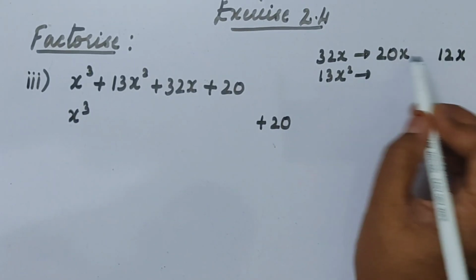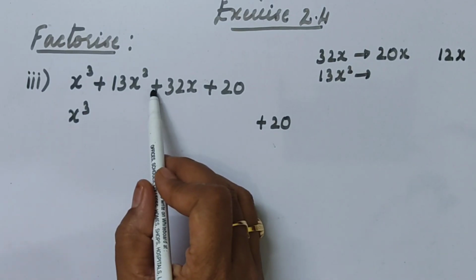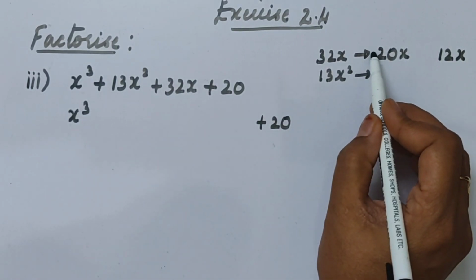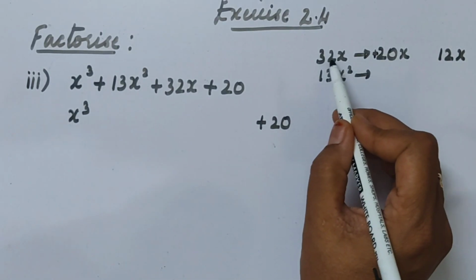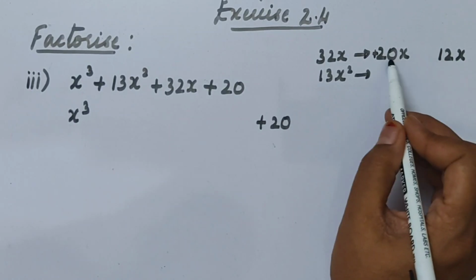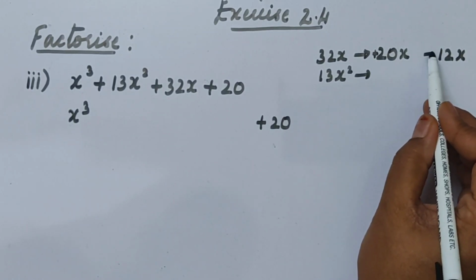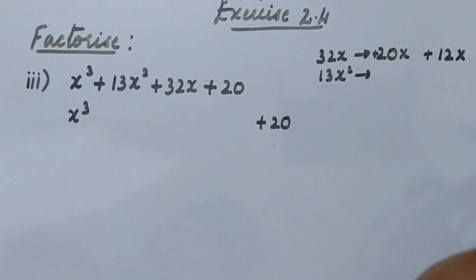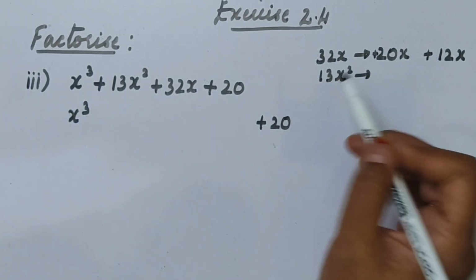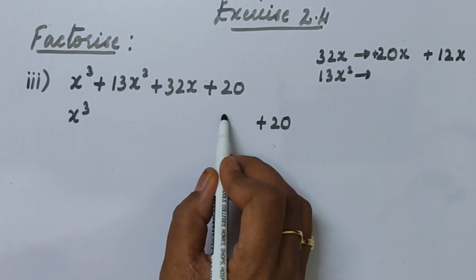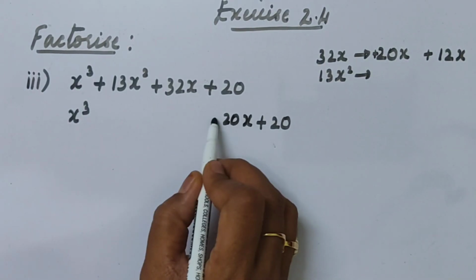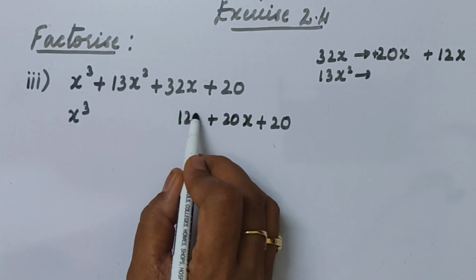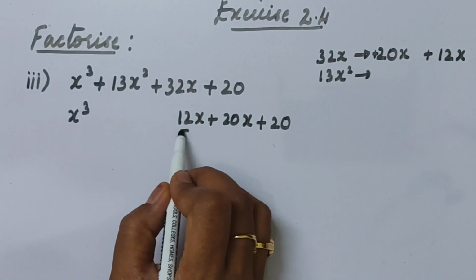Now let me write x on both the sides. Here we have got plus sign. So let me write here plus sign. So to get 32, I have to add these two, right? So if I want to add, I am going to write the same sign as well. Now here 13. So first I am going to write this 20x plus 12x.